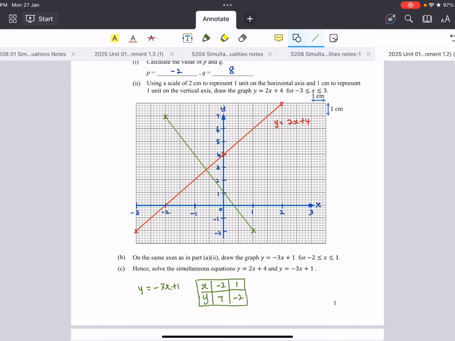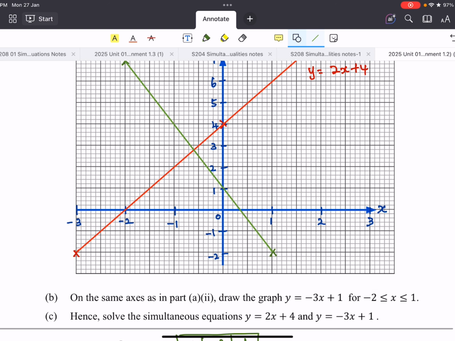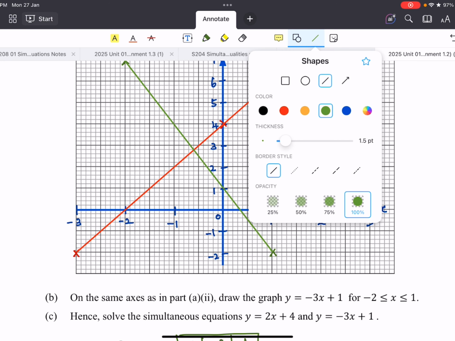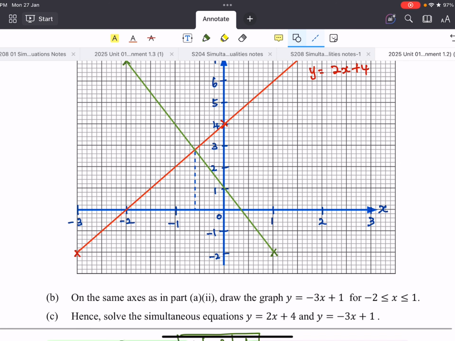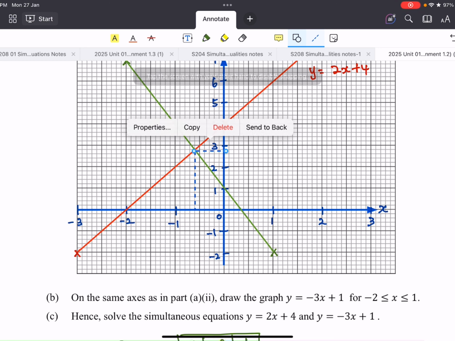Hence, to solve this pair of simultaneous equations, we look at the intersection point. What do we get? This is negative 0.6, right? Maybe you can put a dotted line, maybe blue, right? You can see right here is negative 0.6, and the y value is somewhere here. It will be 2.8, right?